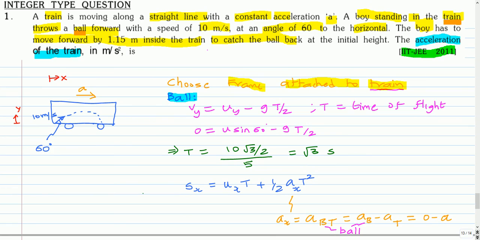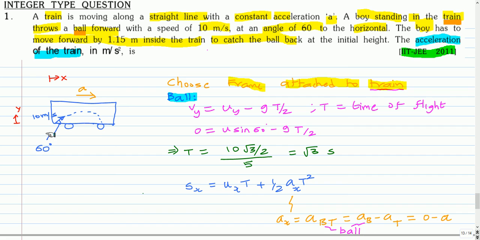This is the next question. A train is moving along a straight line with constant acceleration a. A boy standing in the train throws a ball forward with a speed of 10 meters per second at an angle of 60 degrees to the horizontal. The boy has to move forward 1.15 meter inside the train to catch the ball back at the initial height. The acceleration of the train is.